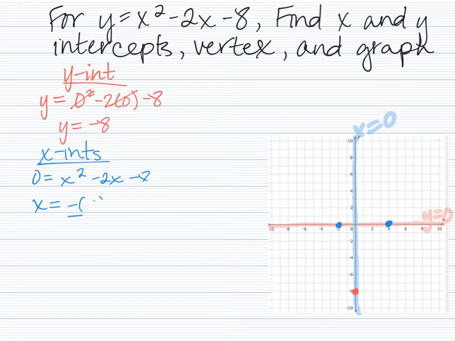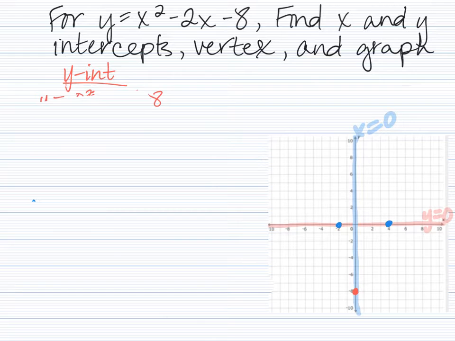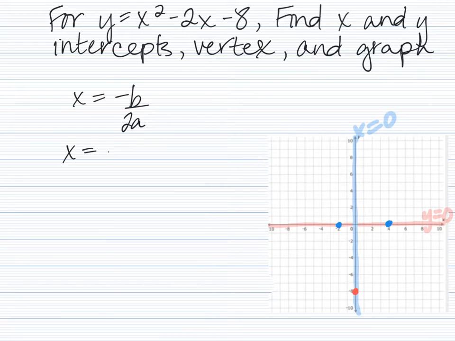So then the last thing I need to do is find my vertex. My vertex is the lowest or highest point on the graph. Vertex is found by the formula x equals negative b over 2a. So x equals negative 2 divided by 2 times 1, which is a positive 2 divided by 2, which is 1. So that means my x value is 1.